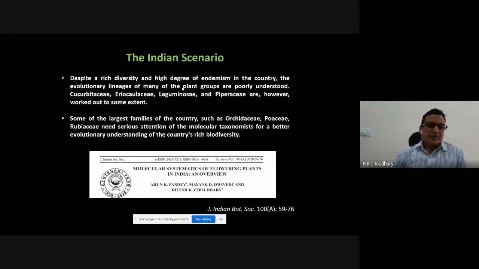We have been working, and there are several groups who have actually worked on Cucurbitaceae. We have worked on Eriocaulaceae. There are several groups who have worked on Leguminosae and Piperaceae. They have been worked on to some extent, and worked out well, but still there are several groups like Orchidaceae, a very important group, Poaceae, and Rubiaceae. They have not been worked out till date.